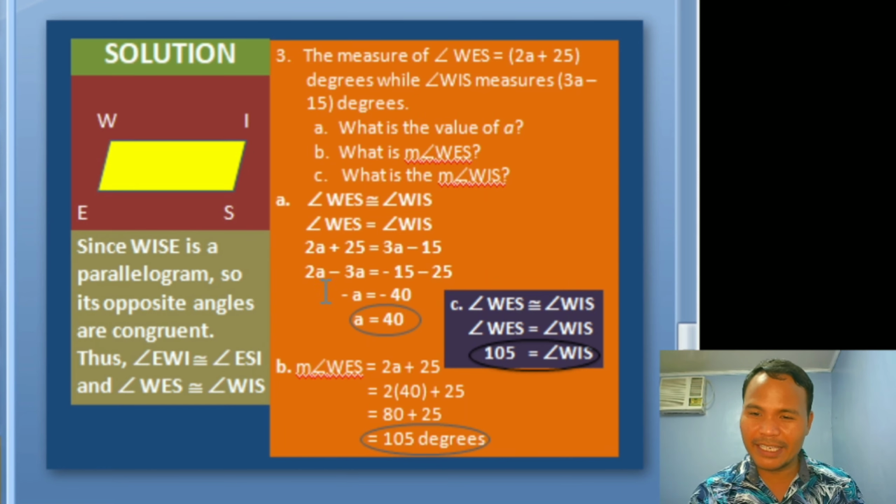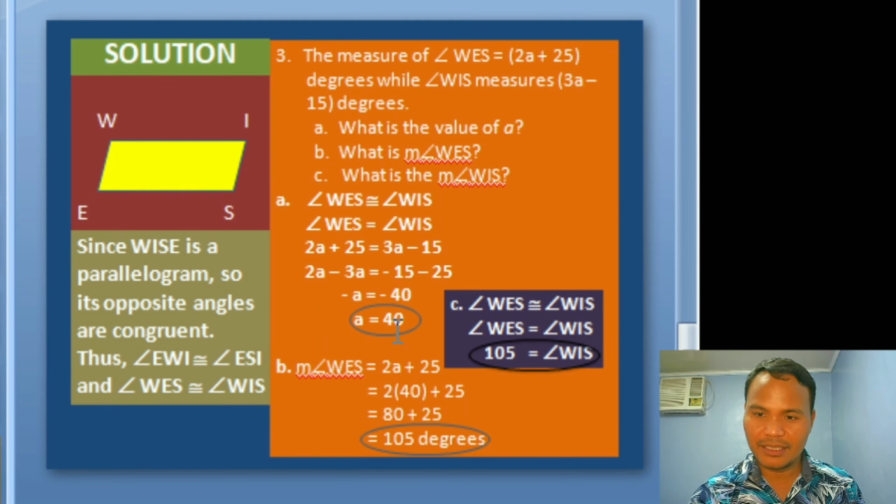By simplifying, 2A minus 3A is equal to negative A, and negative 15 minus 25 is negative 40. Since A is negative, we are going to make it positive by multiplying both sides by negative 1. So we arrive at A equal to 40. Therefore, the value of A is equal to 40.